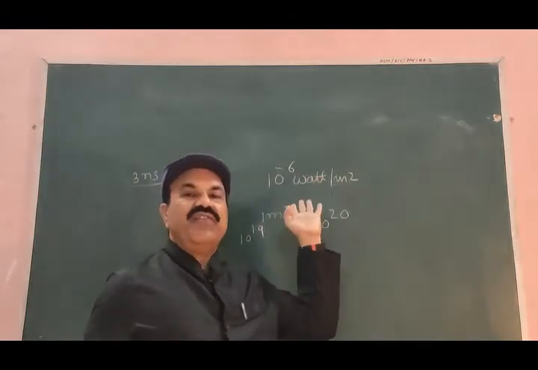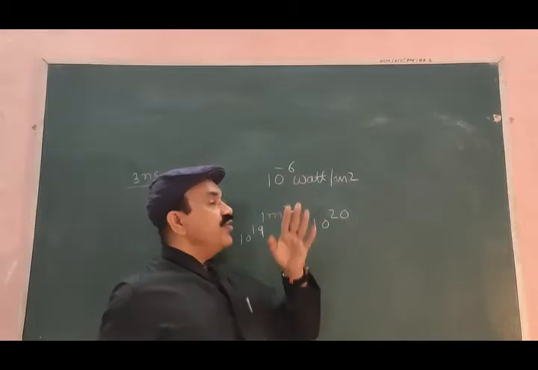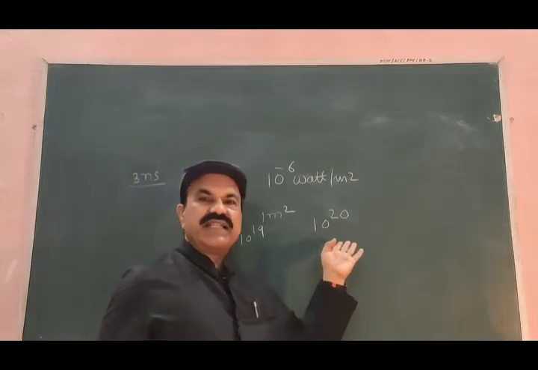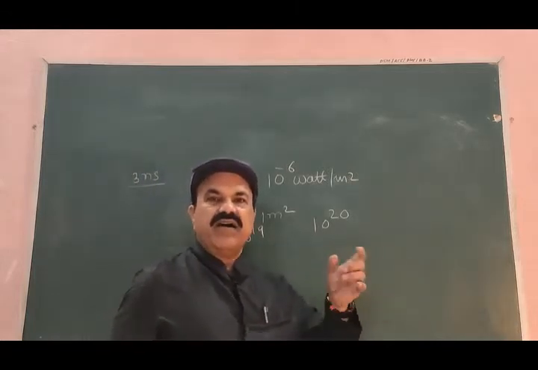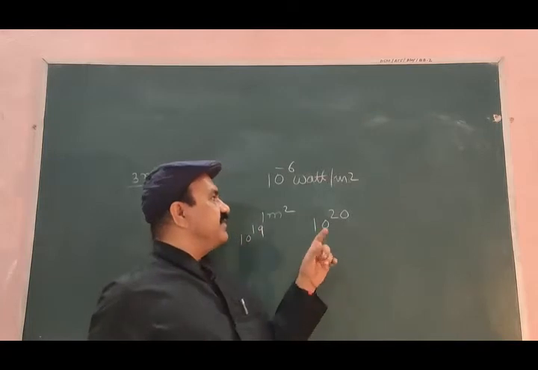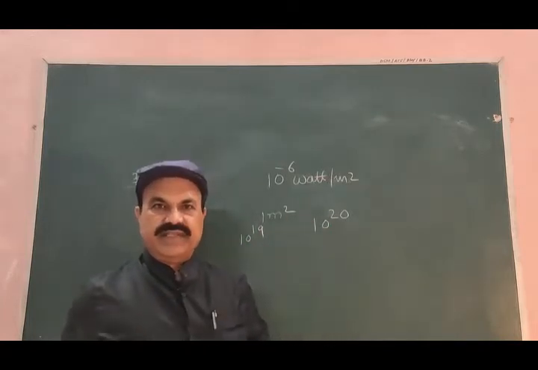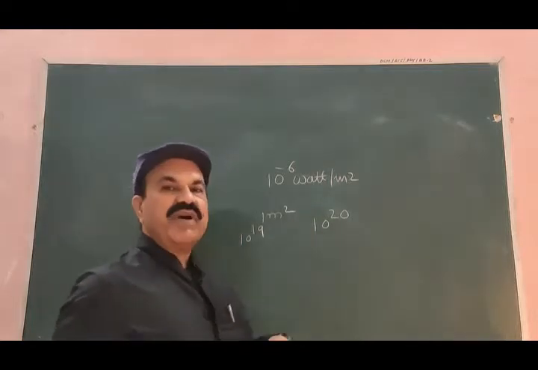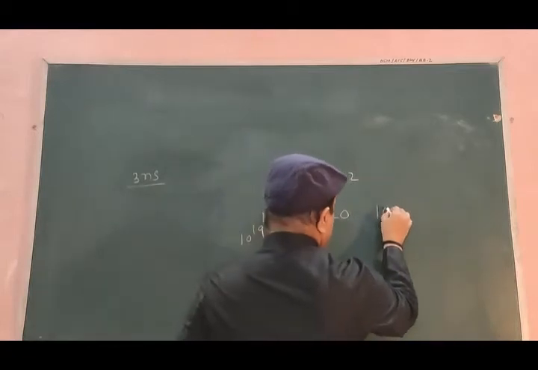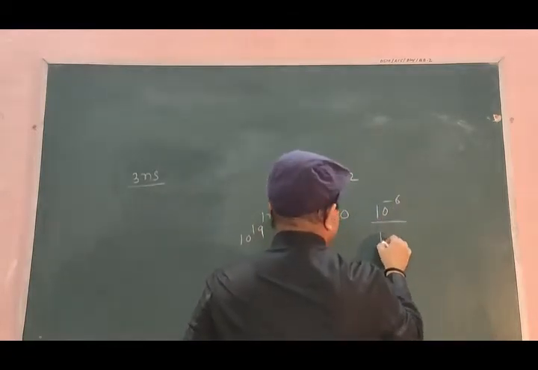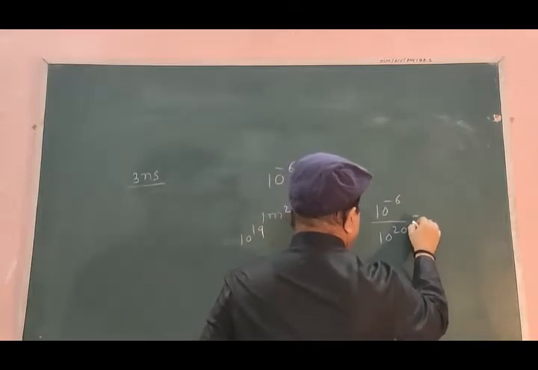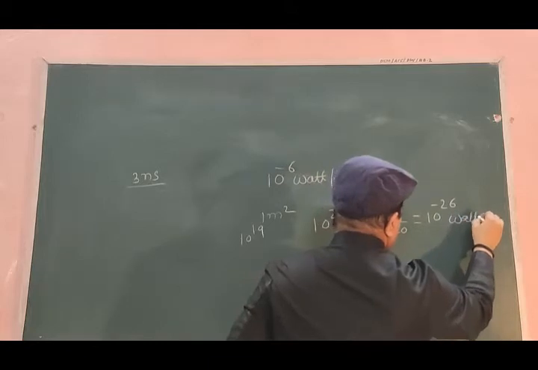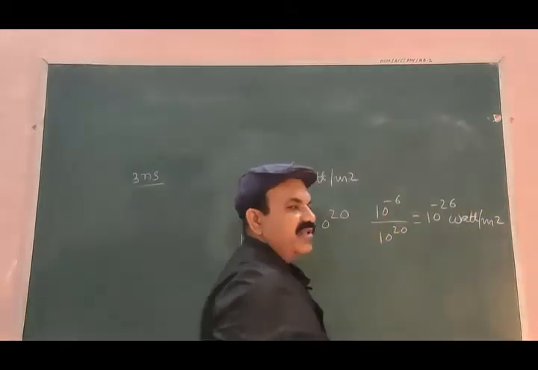What is the intensity of light falling on the sodium metal? 10 to the power minus 6 watt per meter square. How many atoms are there in 1 meter square area of 10 atomic width? 10 to the power 20. Energy gained by every atom from this 10 to the power 20 will be equal to 10 to the power minus 6 divided by 10 to the power 20, that is 10 to the power minus 26 watt per meter square.